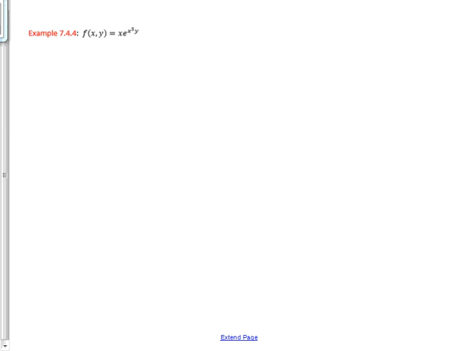Alright, these next examples are just a series where we find the derivative with respect to x and the derivative with respect to y. Alright, so let's find fx. Now one of these derivatives is going to be a lot easier than the other one.